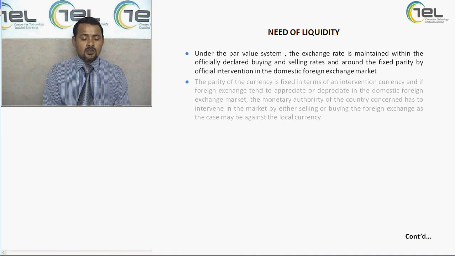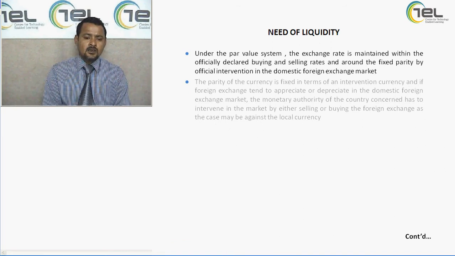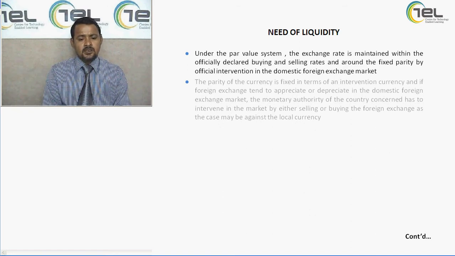Countries enjoy sovereign ratings. These sovereign ratings are very critical from the point of view of international goodwill. Countries must not and should not default in the payment of loan repayments and interest thereon. So that's why countries are required to keep liquidity in hand.